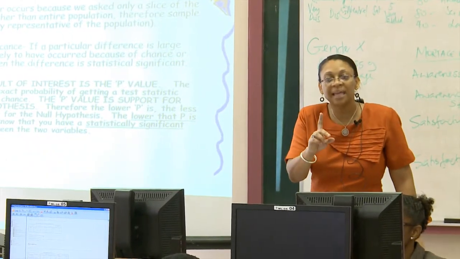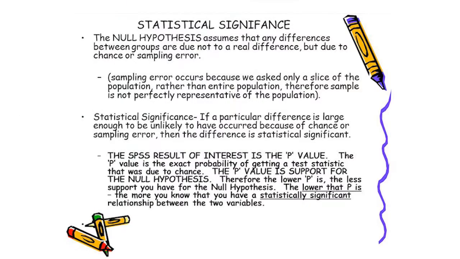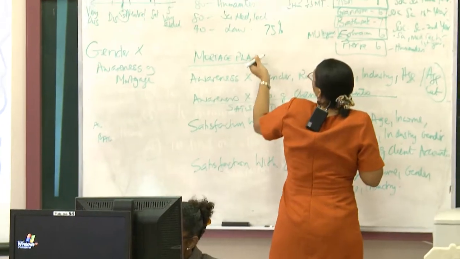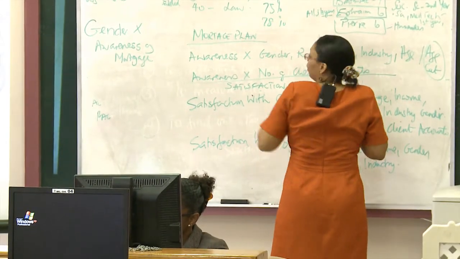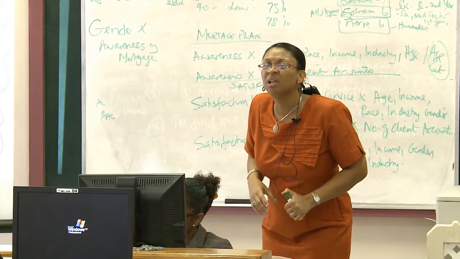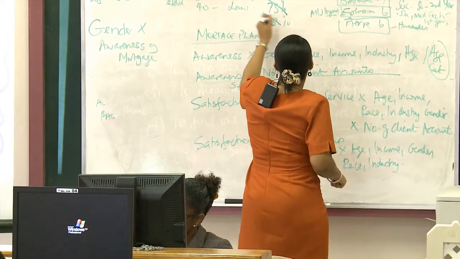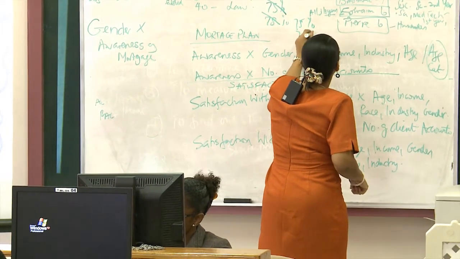Now, I didn't teach you all sampling yet, so I'm going to give you just a little snippet here about sampling. The null hypothesis always assumes that any differences that you actually see between the groups are not a real difference, but due to chance or sampling error. So suppose I found that 75% of the men were not aware and 78% of the women were not aware. The null hypothesis will tell you that is only because you took a sample. But if you ask everybody that belongs to this credit union, those differences are going to even out, and it's going to be 75% the women and 75% the men.